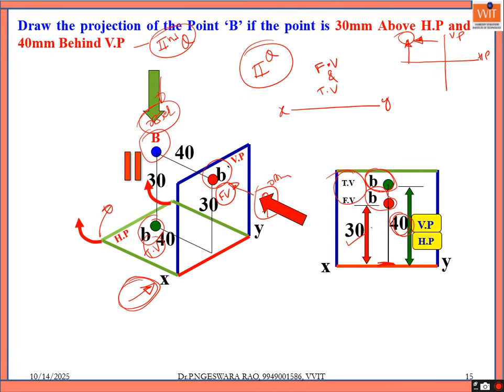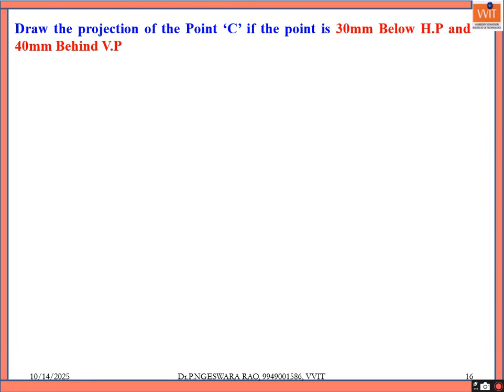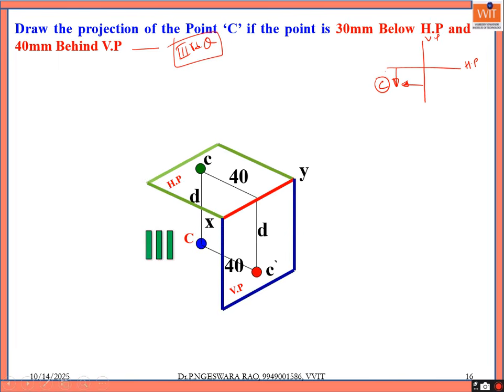Now let us go similarly to the third quadrant. Now we can see the point C is below HP and behind VP. Similarly, we can draw these lines, HP and VP, as lines. So below HP and behind VP. Which quadrant is the object C in? It will be in the third quadrant. Now you can see the picture.